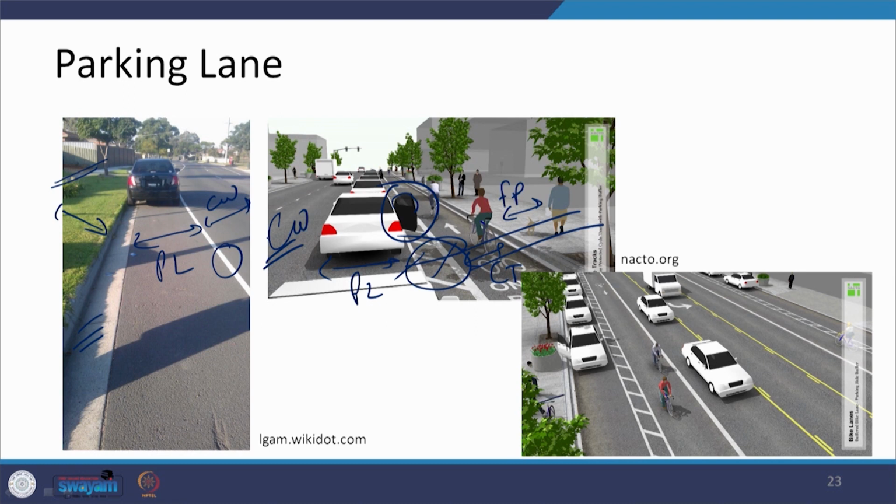Here you can see the other type of design where the parking has been taken very near to the curb line. It is separated by a hatched marking from the cycle track lane, and the cycle track lane is just adjacent to the main carriageway. So, this is another way of a design which can be there. So, these are the ways the parking lanes can be provided.